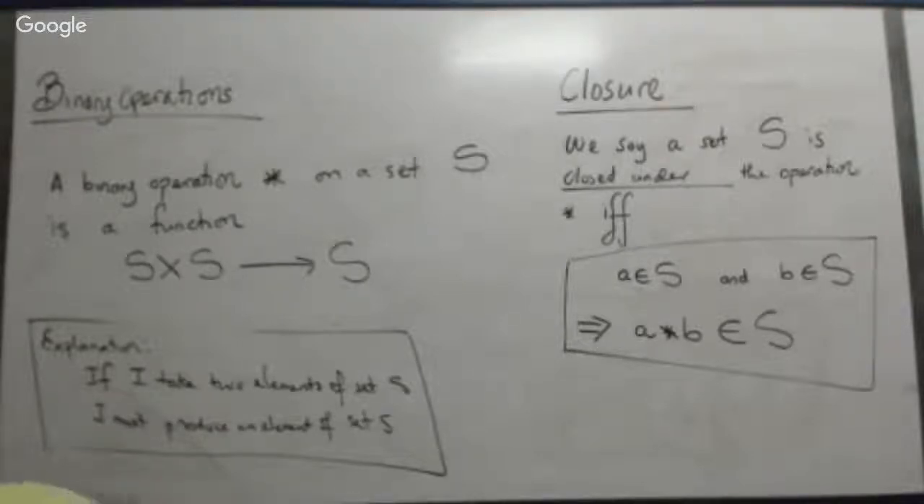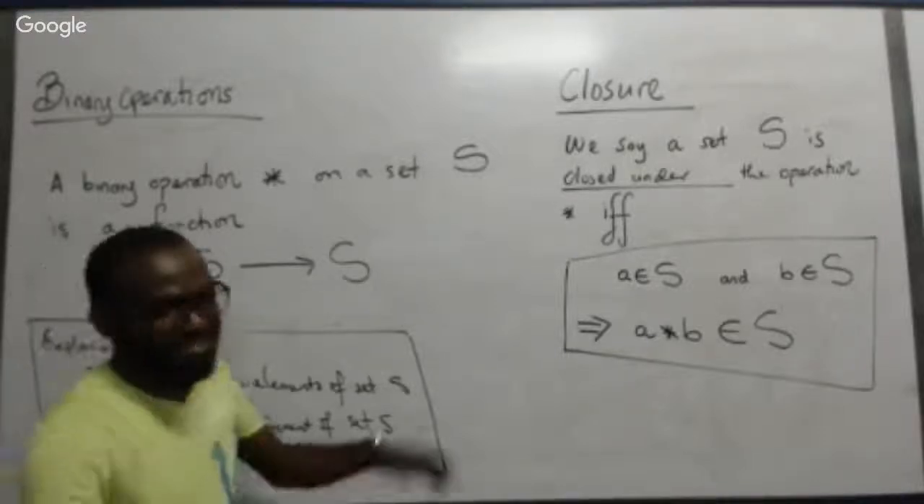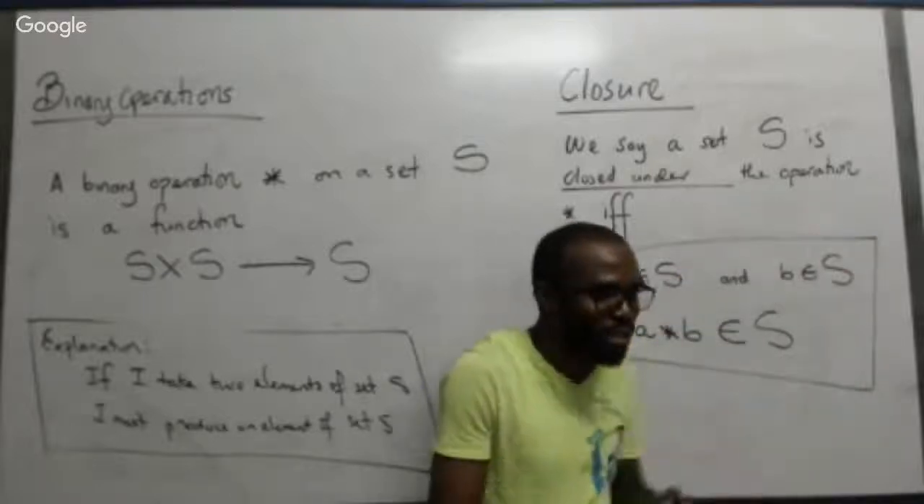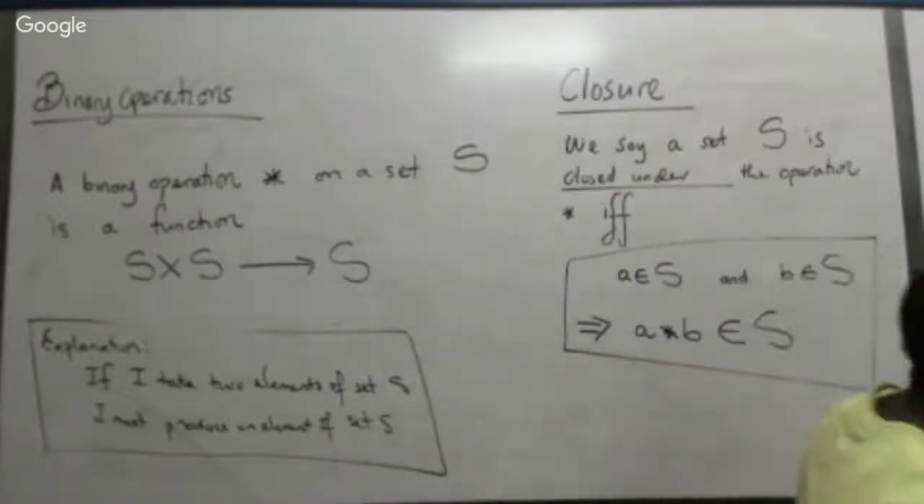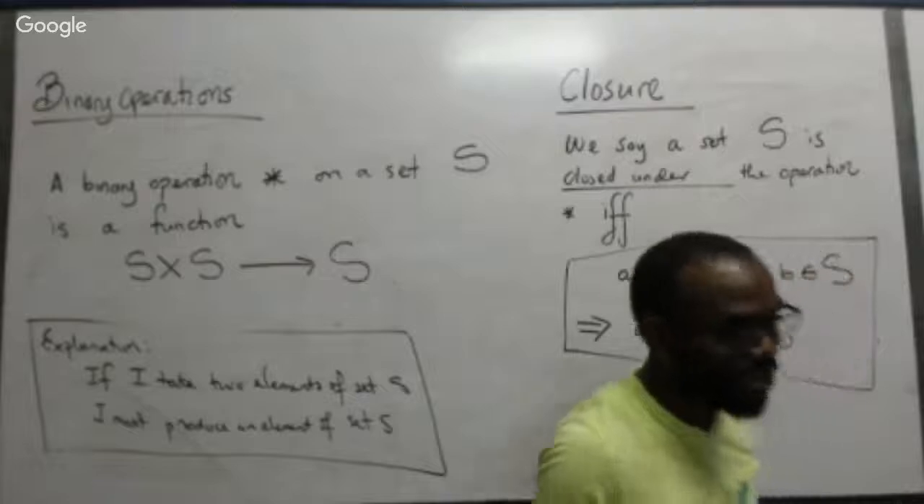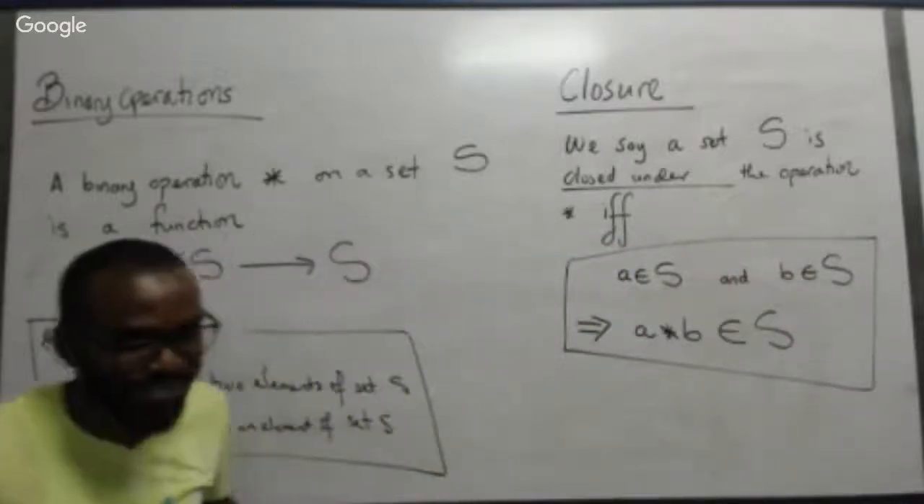So if I have a set A, if A and B are elements of the set A, then when I combine them with asterisk, I get another element in A. Then I can say the set A was closed under the operation. The asterisk just means any random operation. So it can mean plus, minus, subtraction, division, and it can also mean stuff that we dream up and give you in the exam. All right.